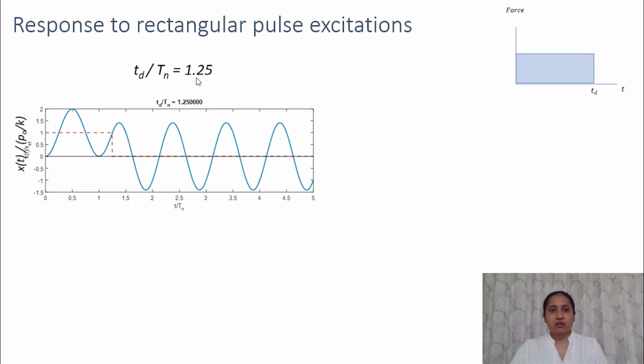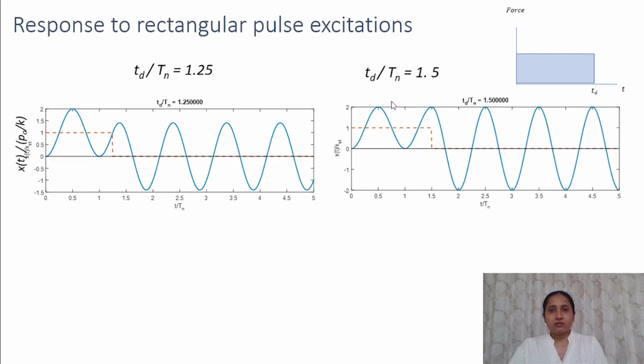Now let's see the responses for other values of Td by Tn. So when Td by Tn is equal to 1.25, the response is like this. During the pulse, the system is oscillating about the static deformation, and after that it oscillates about the original equilibrium position, that is the 0 response. And again the maximum displacement is during the forced vibration, that is during the pulse. Similarly, this is the response for Td by Tn is equal to 1.5.